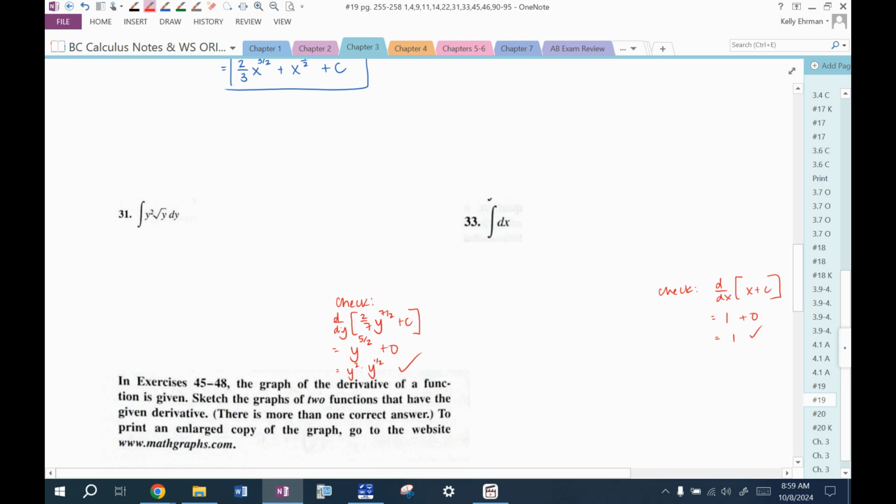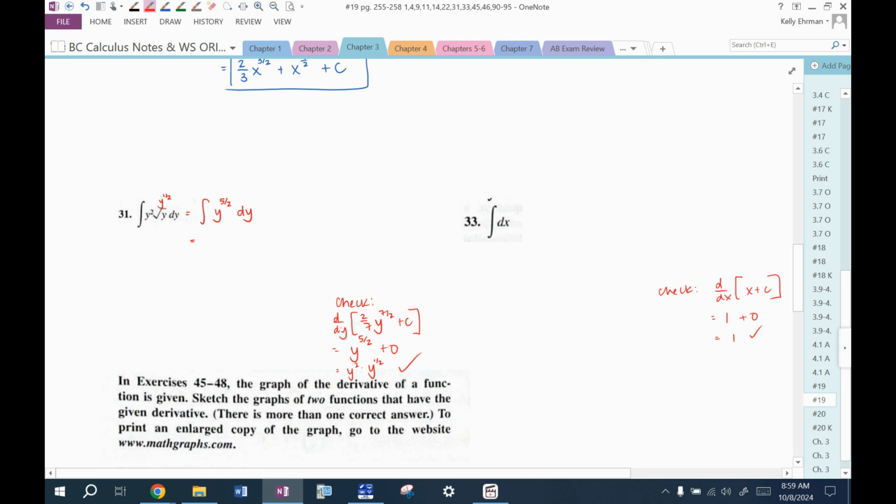For 31, again, I got my check work down here, but let's work on this a bit. So this is y to the 1/2 times y squared. Your exponent rules say you need to add those exponents. So y to the 2.5 or y to the 5/2 is how we need to write it. dy, because that's the variable, it's not dx. That matters. If you write dx, that's wrong.